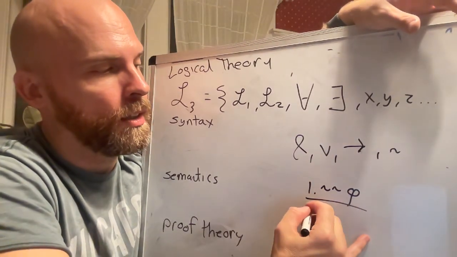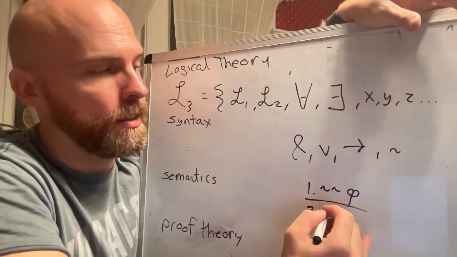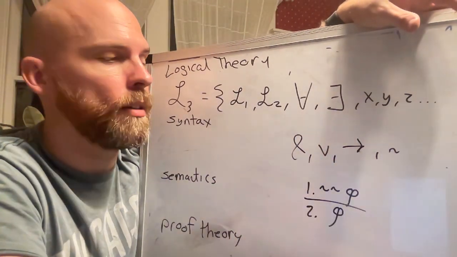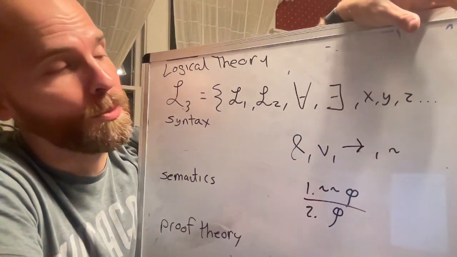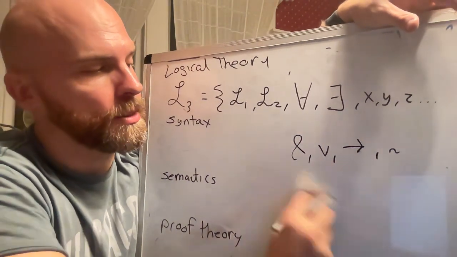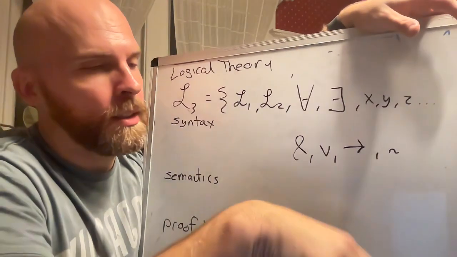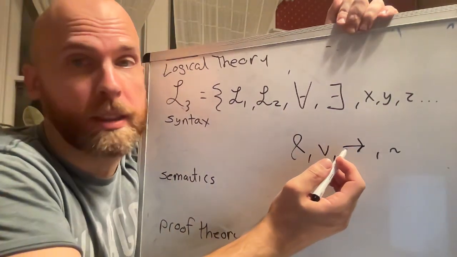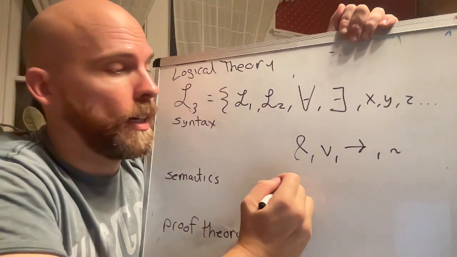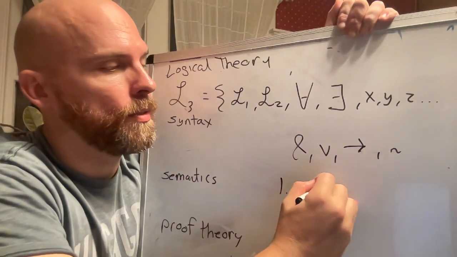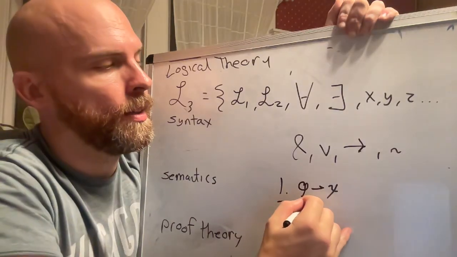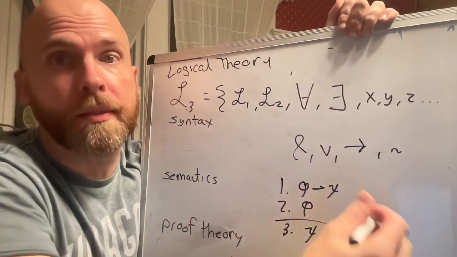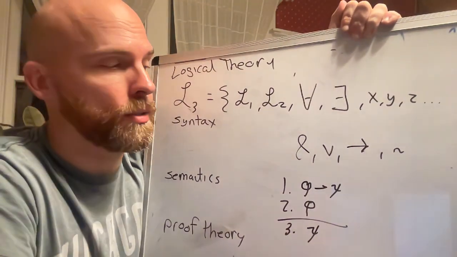If you have not not phi, then you can infer phi. Similarly, if you have phi, then you can infer not not phi, because if the first premise is true, the conclusion has to be true in either case. Now, the only one that has a slightly different rule is going to be the material conditional, of course. We have modus ponens. If phi then psi, and phi, then you can get psi. And this is a way of breaking or eliminating the material conditional.